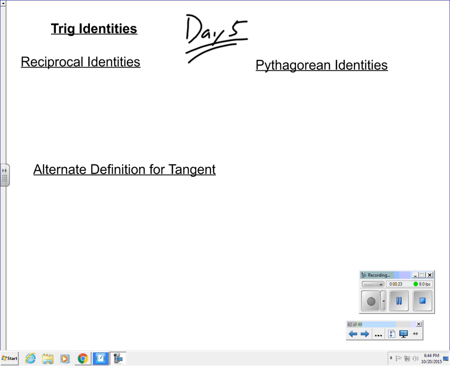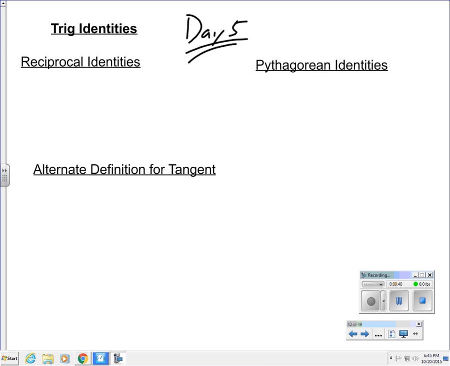The more you practice, the better you'll get working with these identities. Just to get started, we're going to give you some identities. These are ones you're going to have to memorize. You're going to have to know these off the top of your head without working them out, without having anything given to you.